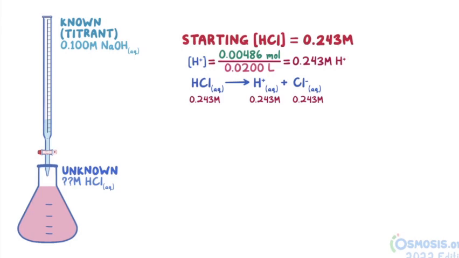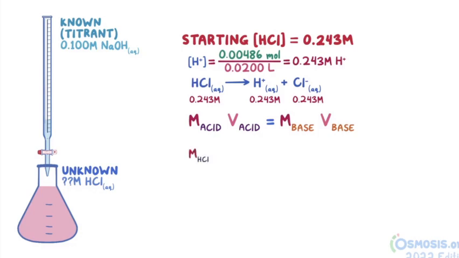We could have also done this problem using the MV is equal to MV equation, which states that the molarity of acid times the volume of acid is equal to the molarity of base times the volume of base. Since molarity times volume is equal to moles, this equation is saying that the moles of acid are equal to the moles of base, which would occur at the equivalence point.